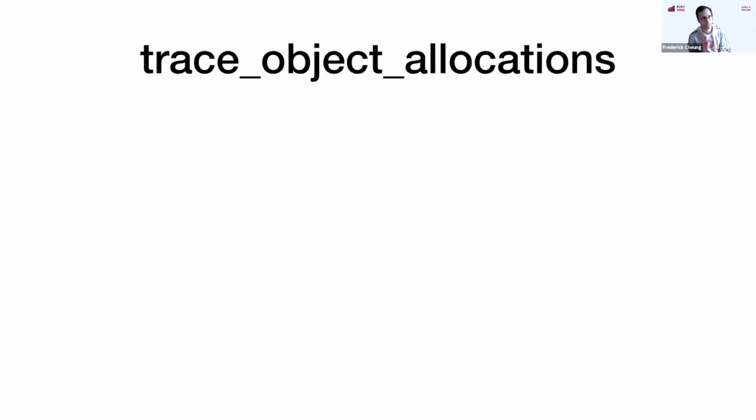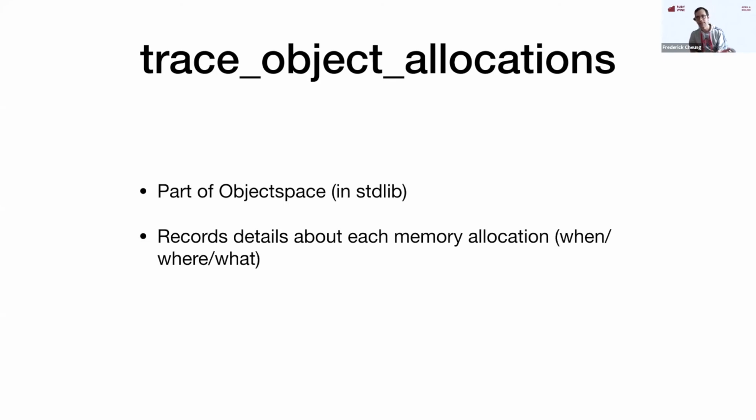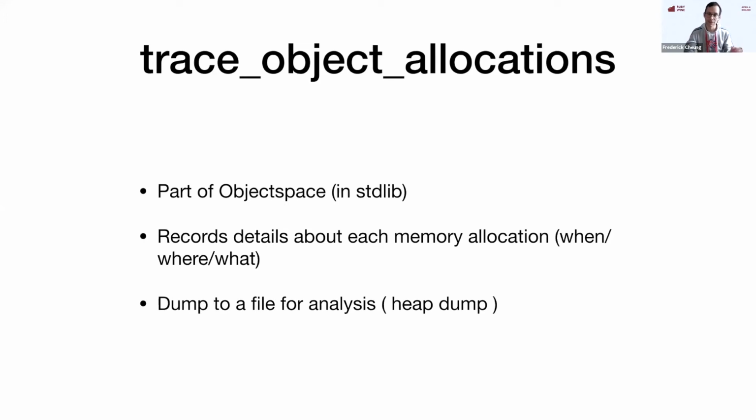The second thing we're going to be using is something that's actually part of Ruby itself, called trace object allocations. It's from ObjectSpace, which has all kinds of weird things that you don't use that often. What it does is record some details about every single memory allocation, broadly speaking: when it was allocated, where it was allocated, and what it is. You gather all this data and can dump it into a file that they call a heap dump.